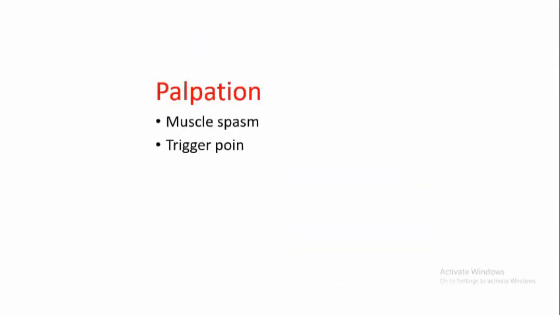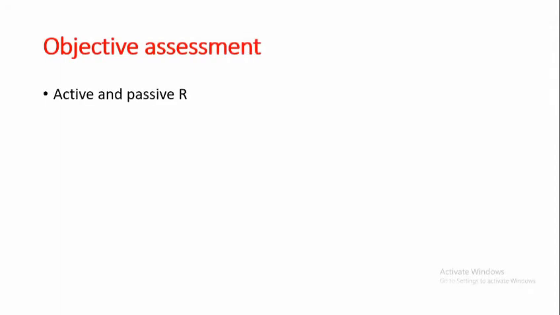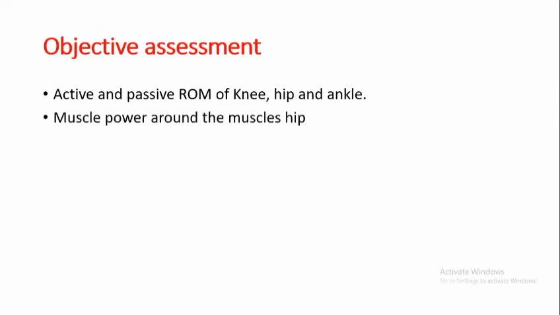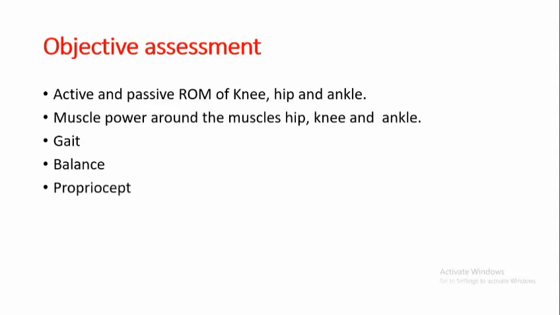Next, move on to palpation. Muscle spasm. Trigger points. Temperature. Next, move on to other parts of the objective assessment. Active and passive range of motion of knee, hip, and ankle. Muscle power around the hip, knee, and ankle muscles. Gait. Balance. Proprioception. Functional assessment.